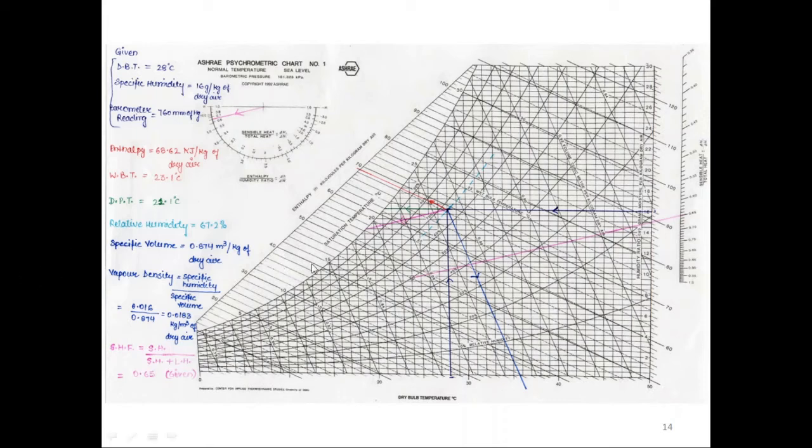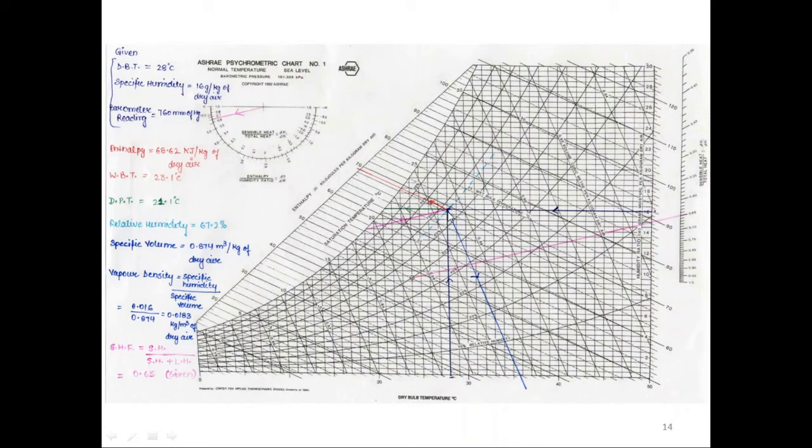Next is specific volume. These lines are inclined lines, approximately 70 degrees to the x-axis. So these ones. Here we have the value 0.86. This line is 0.87 and this line is 0.88.